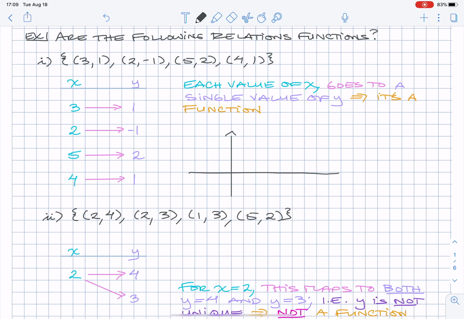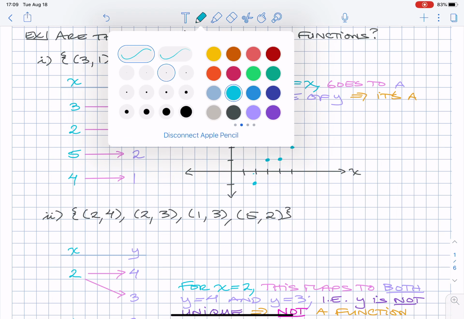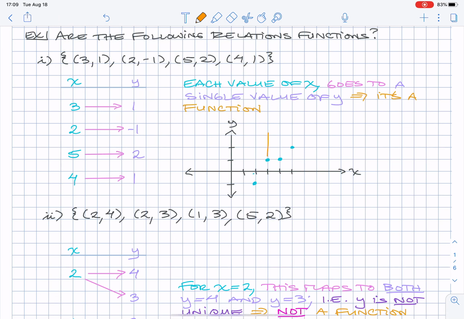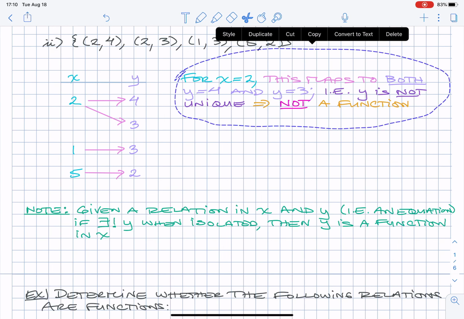So x and y. Let me go ahead and plot these points. 1, 2, 3, 4, 5. So we have the points (3, 1), (2, -1), (5, 2), and (4, 1). So notice these pass the vertical line test, right? No vertical line intersects more than once. So if I have a vertical line, even this one, I've got the same value. So it passes the vertical line test, right? And let me prove to you for this one that this one does not pass the vertical line test. So let's see.